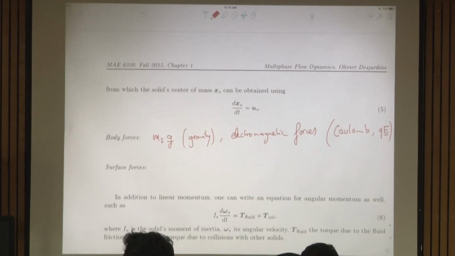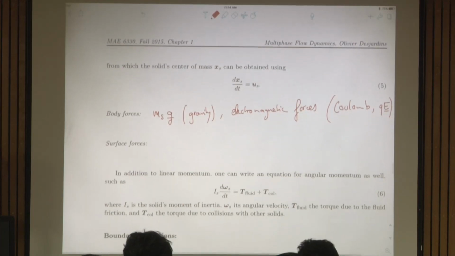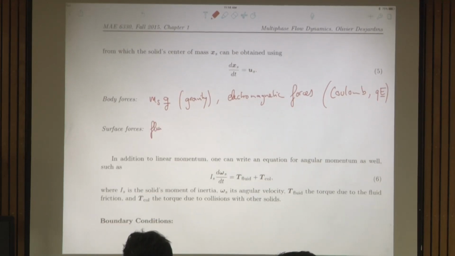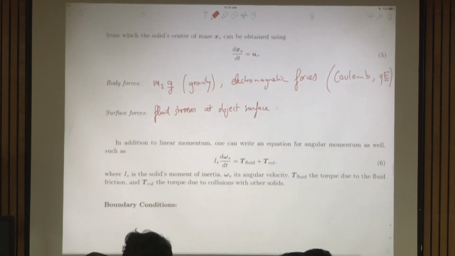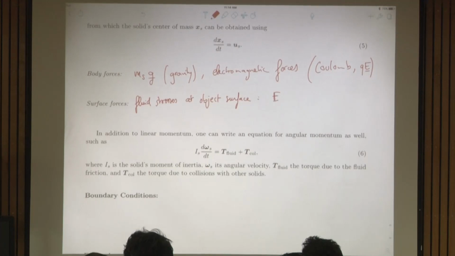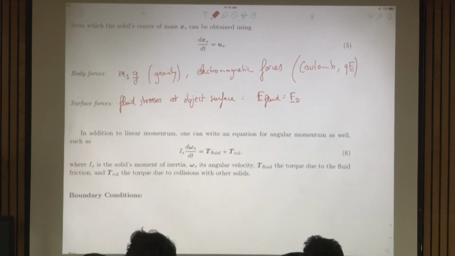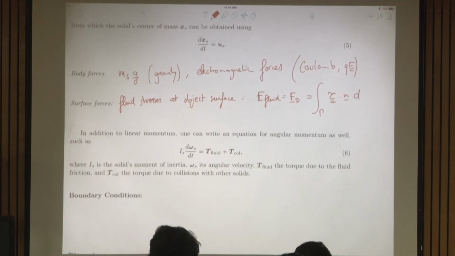The surface forces are just coming from the fluid stresses integrated along the surface. We're going to write this as an F fluid, which will essentially boil down to what we're going to call drag. And that's the integral over our bounding surface of tau dot n dx, where tau I introduced earlier as my fluid stress tensor.